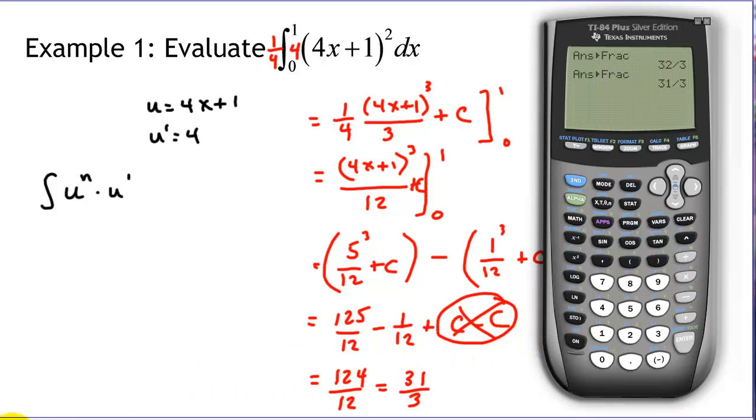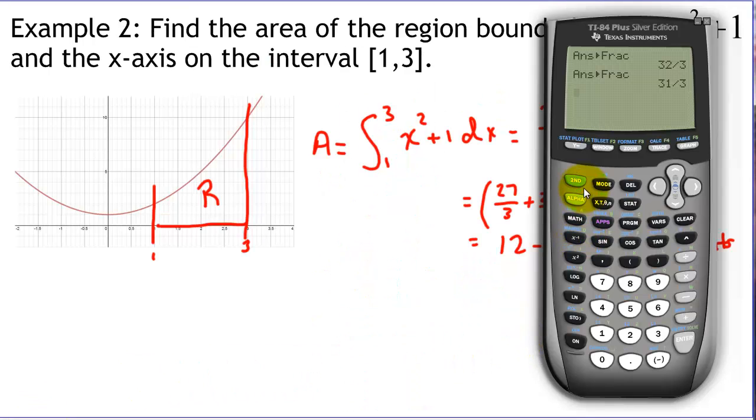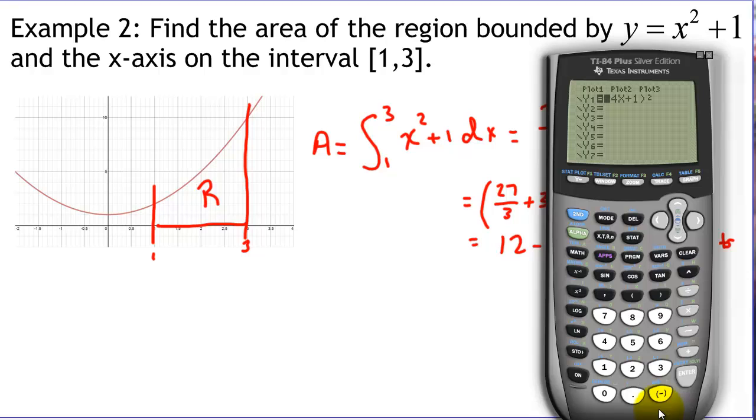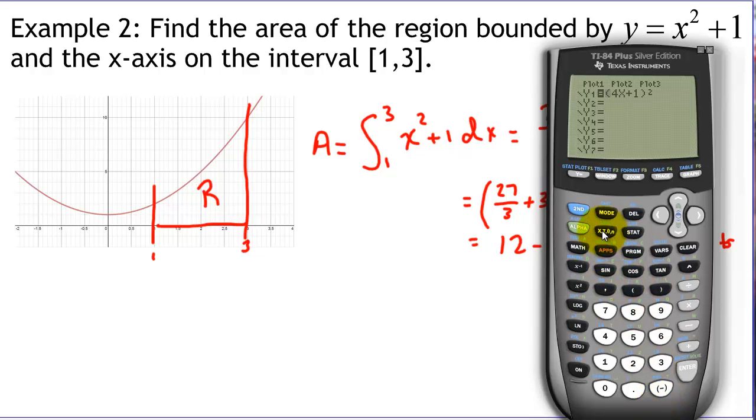Now let's look at our area problem. So we would put our bounding function here, which was x squared plus 1. Clear this out. X squared plus 1. And again, we can press zoom 6. And now it's easy to verify that our function is above the x-axis.